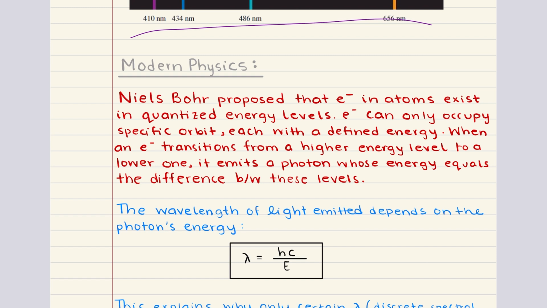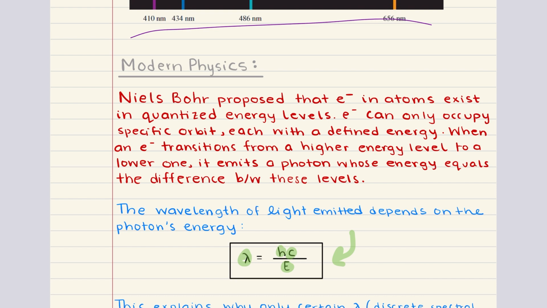To transition from one level to another, an electron must absorb or emit a specific amount of energy. When an electron transitions from a higher energy level to a lower one, it releases energy in the form of a photon. And the energy of the photon corresponds exactly to the difference between the two energy levels. This energy determines the photon's wavelength, and it can be calculated using this equation right here. The wavelength of the emitted light is equal to Planck's constant multiplied by the speed of light, divided by the energy of the photon. So in summary, the emission spectrum of hydrogen demonstrated that electrons in atoms occupy specific, quantized energy levels.